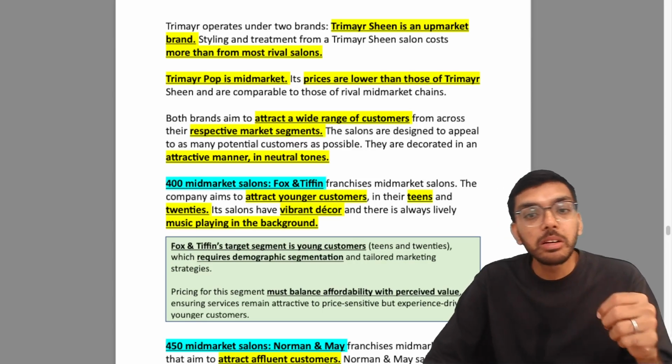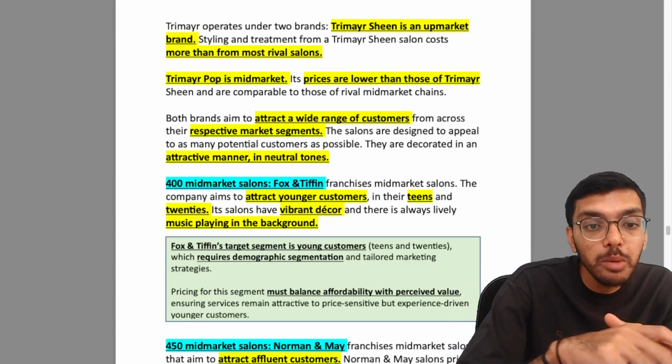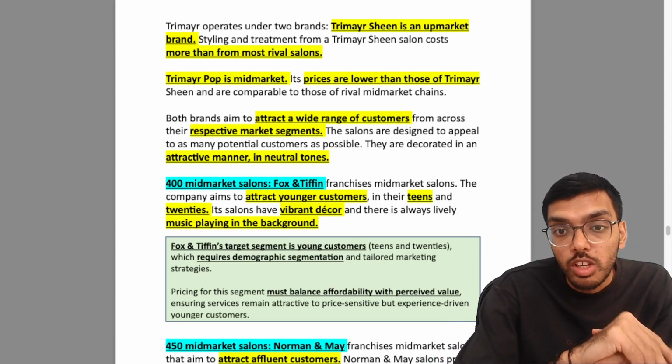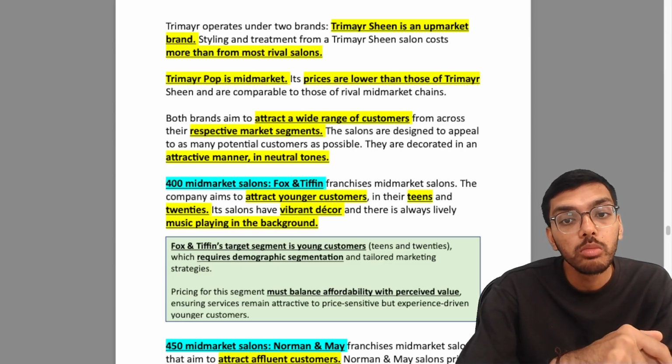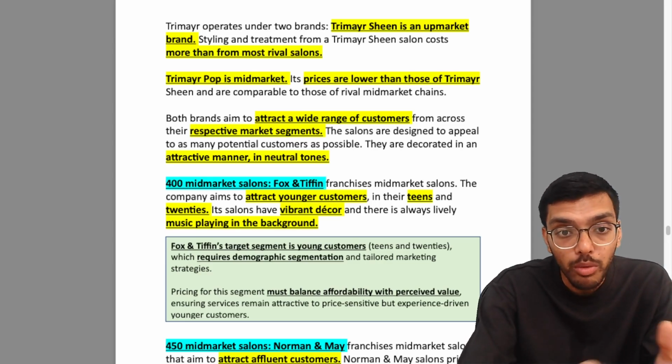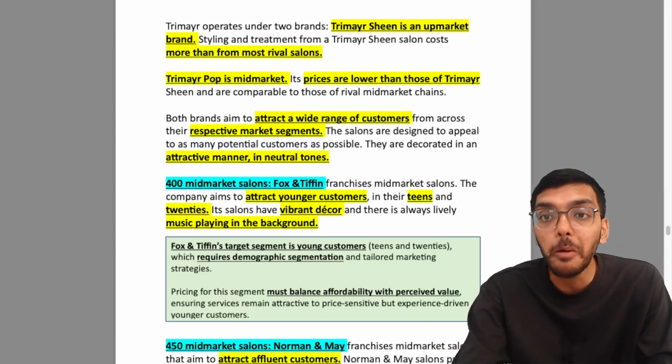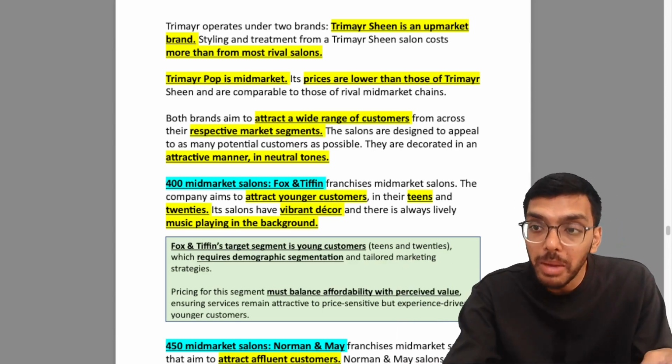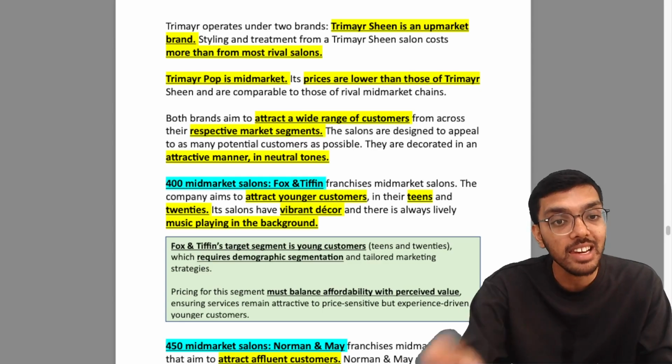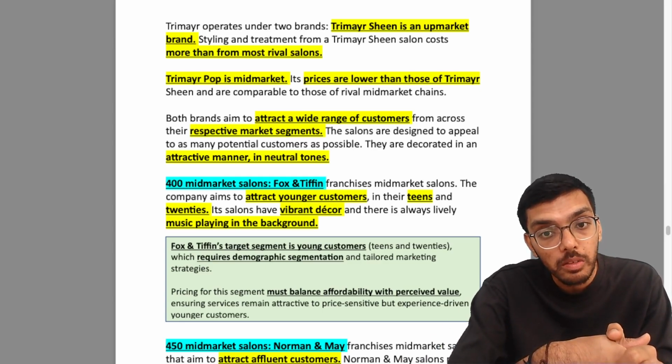Pricing for this segment must balance affordability with perceived value. So what can we do? Let's say they are one of our competitors. So we need to be aware of what they're doing better than us. Benchmarking, external market analysis is important.